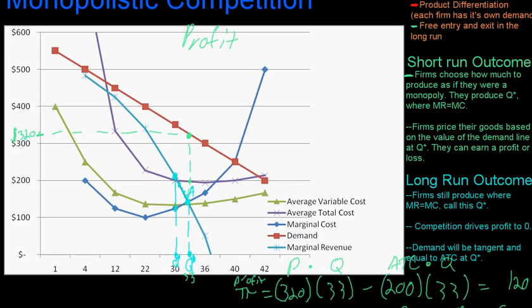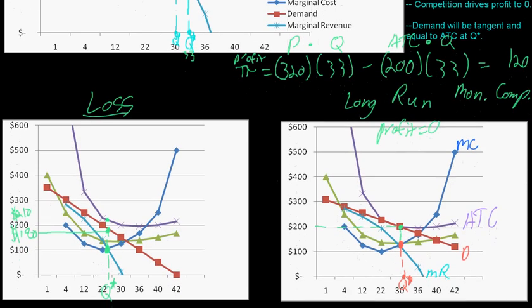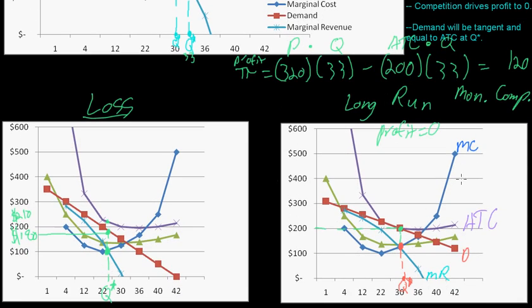Then in the long run outcome, firms still produce where marginal revenue is equal to marginal cost, but competition drives profit to 0. And so we know that demand will be tangent and equal to average total cost at Q star. So that is this picture right here, where demand is tangent and equal to average total cost at the optimal level of output. And all the firms in the market earn 0 economic profit.